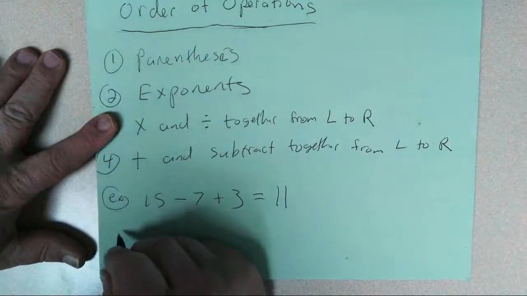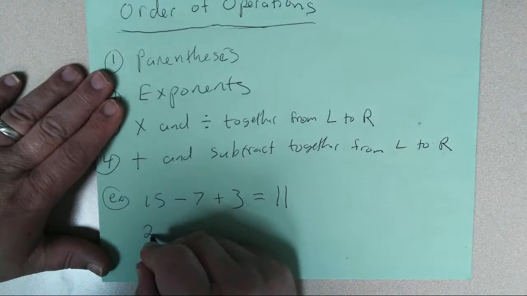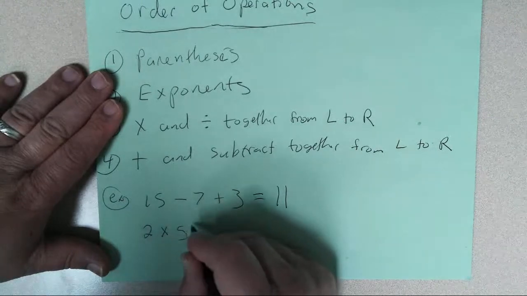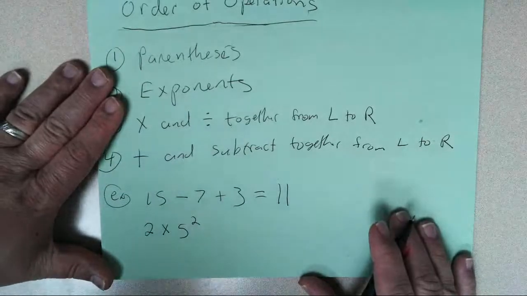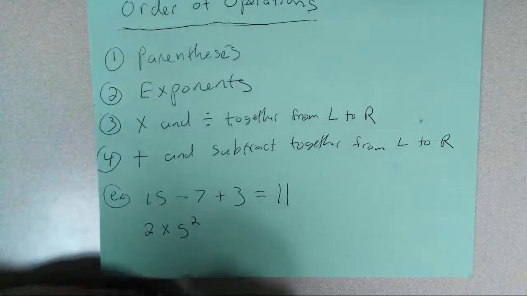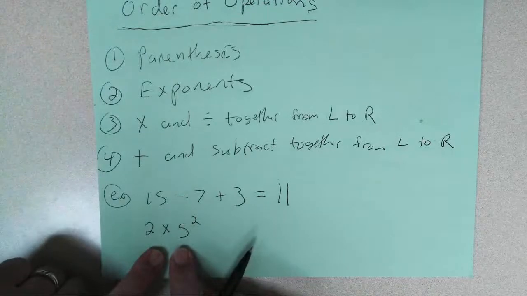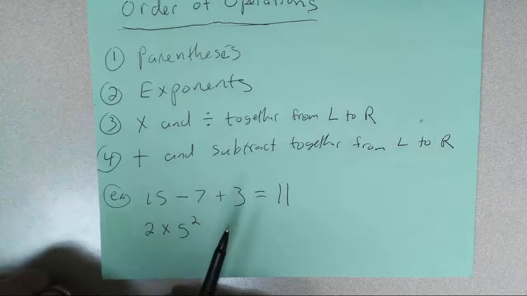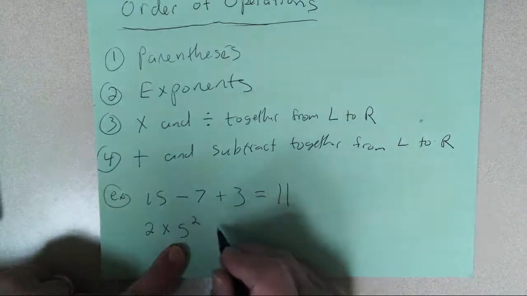So let's try another one. Let's say I have 2 times 5 squared. So what we're going to do here is use the order of operations. We've got a multiplication, we've got an exponent. Which one do we do first? Well, you're going to do the exponent first.